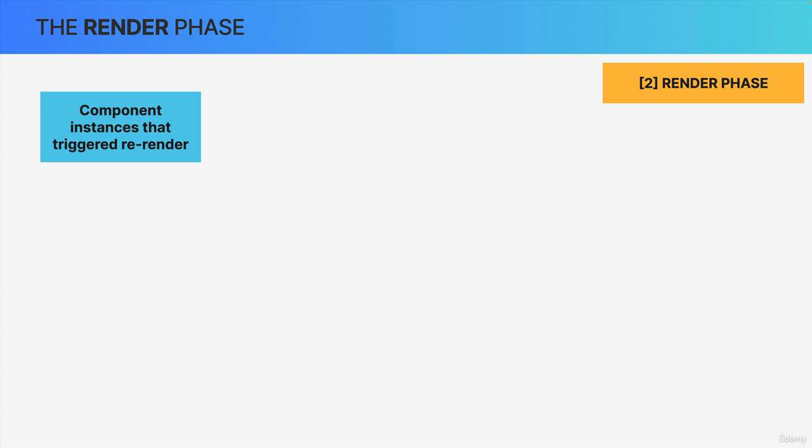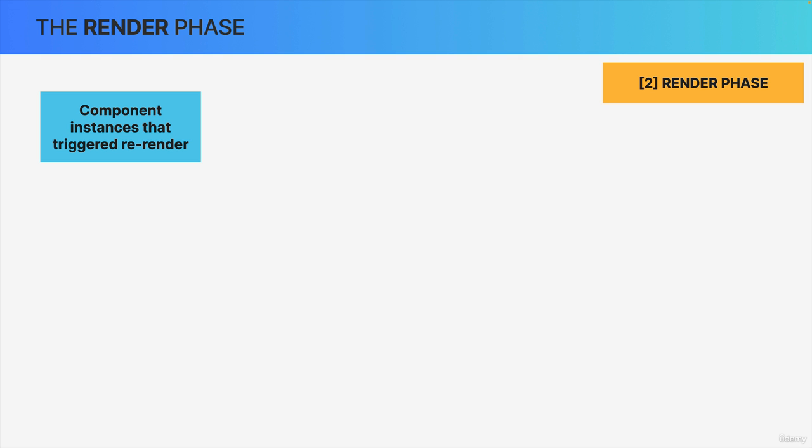So, in the previous lecture, we talked about how renders are triggered. In this lecture, we're going to learn all about how renders are actually performed in the render phase. So, at the beginning of the render phase, React will go through the entire component tree, take all the component instances that triggered a re-render, and actually render them, which simply means to call the corresponding component functions that we have written in our code.